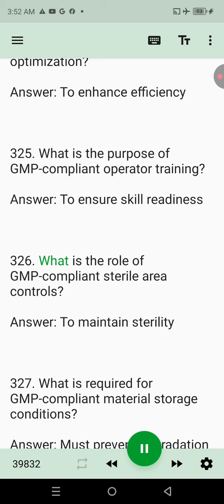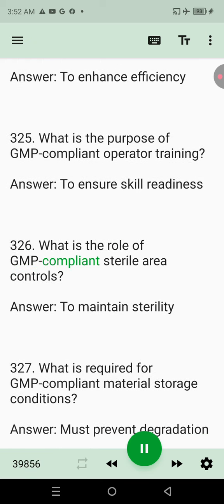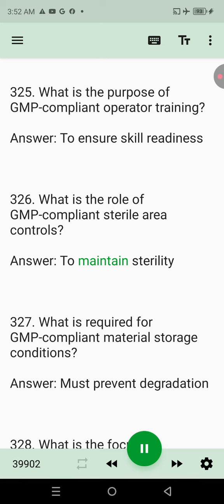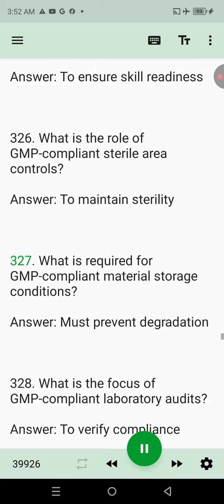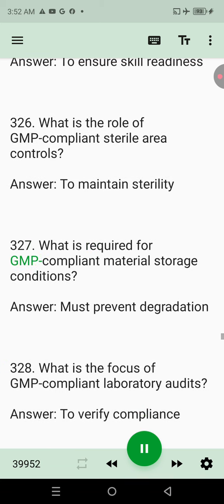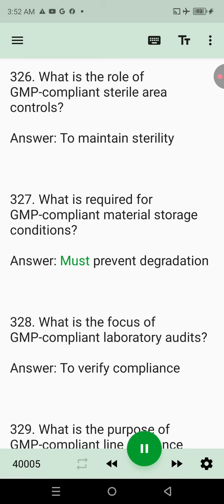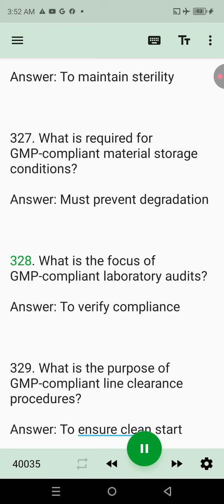326. What is the role of GMP-compliant sterile area controls? Answer: to maintain sterility. 327. What is required for GMP-compliant material storage conditions? Answer: must prevent degradation.